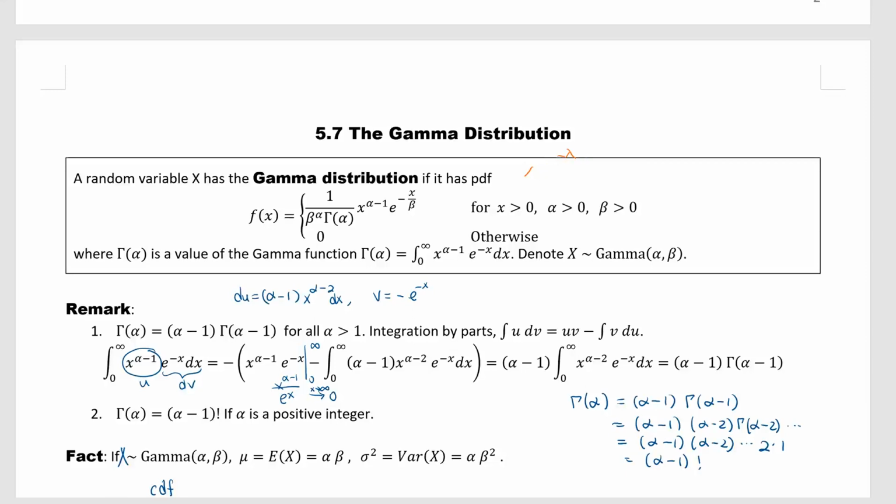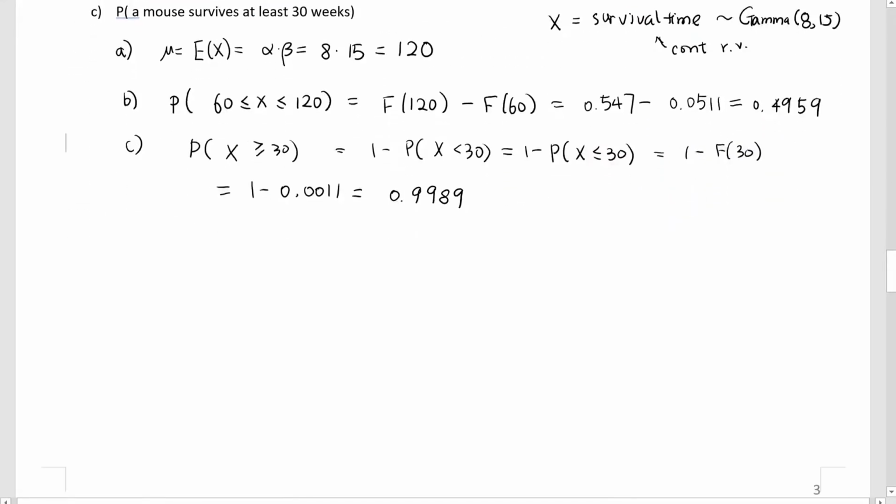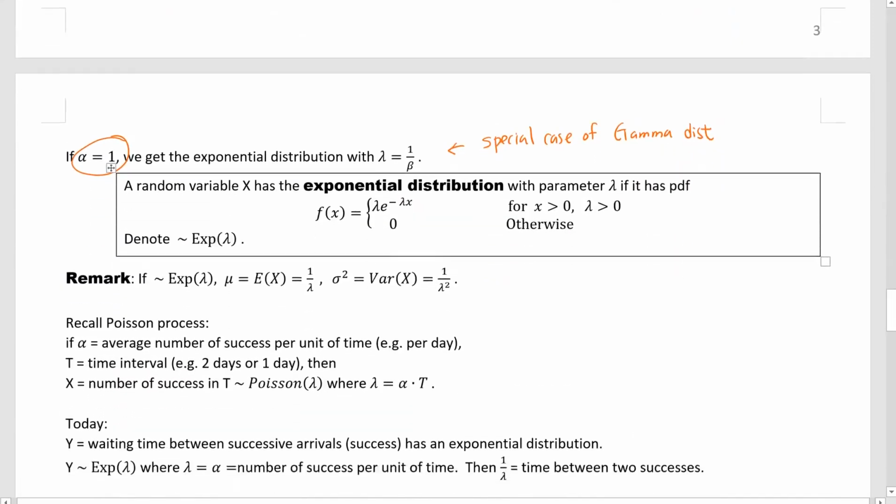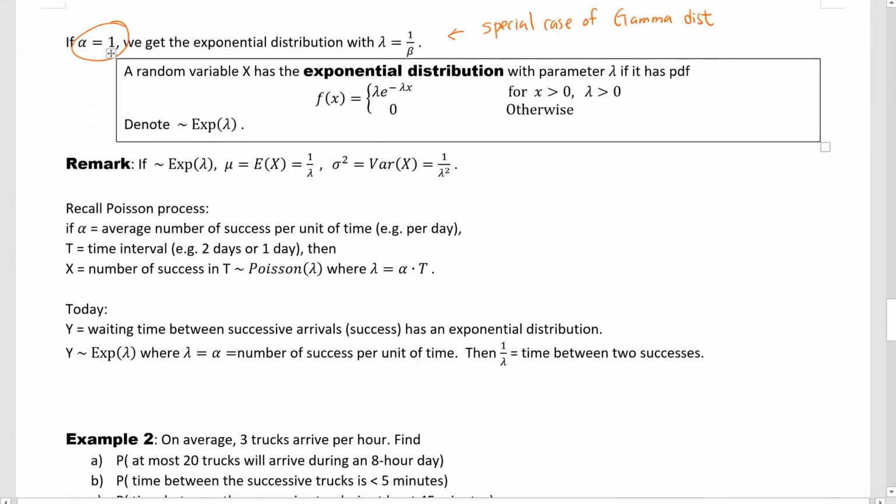That's why we get the PDF of the exponential distribution. And we denote that x has the exponential distribution.